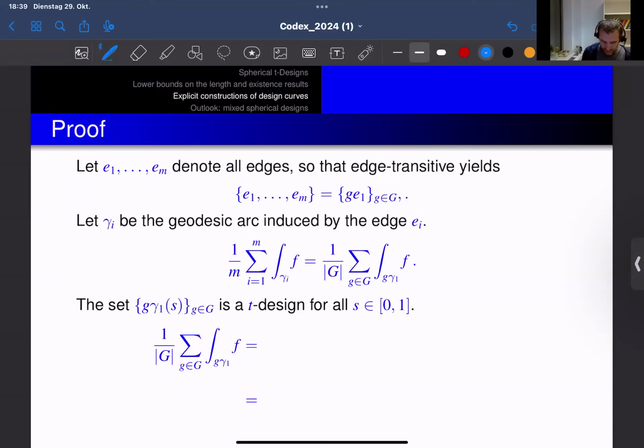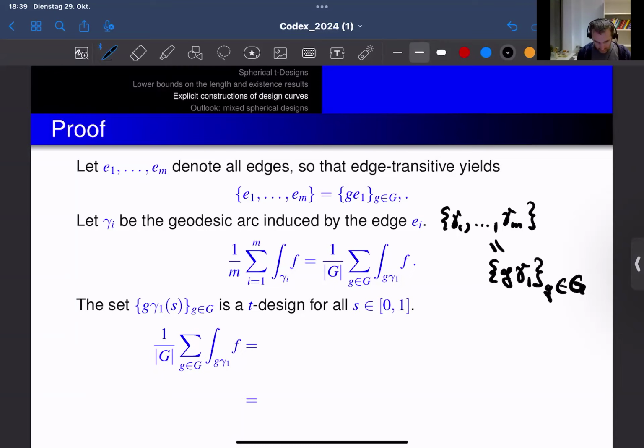Now I take gamma i to be the geodesic arc, the projection of an edge onto the surface of a sphere. Now it turns out that all these different arcs are now also a single orbit under the symmetry group. Okay.